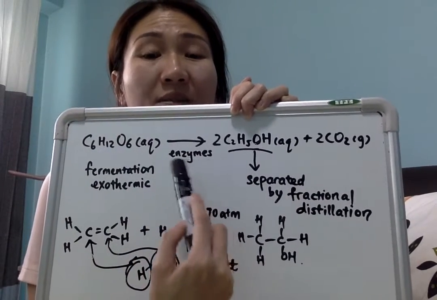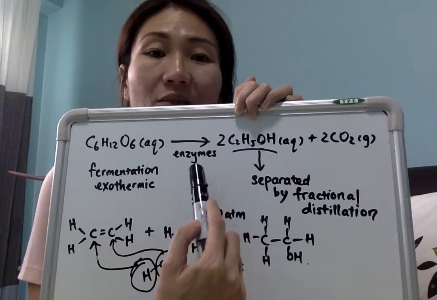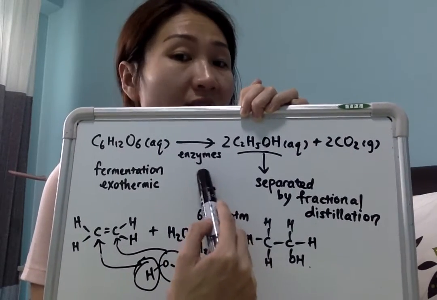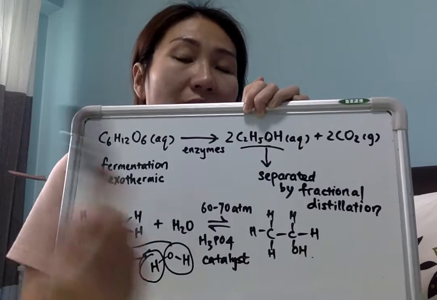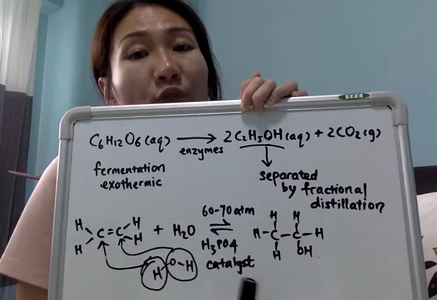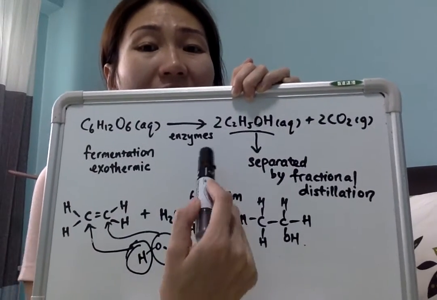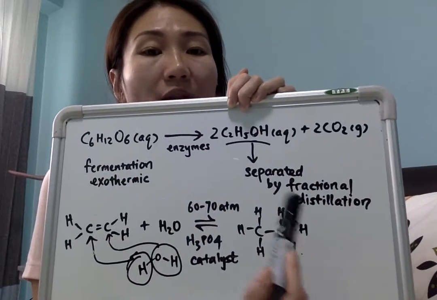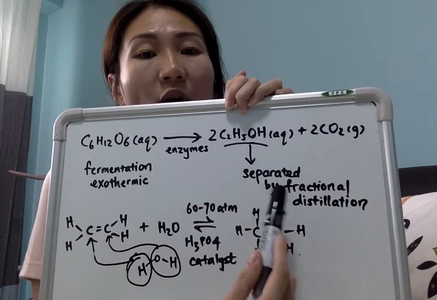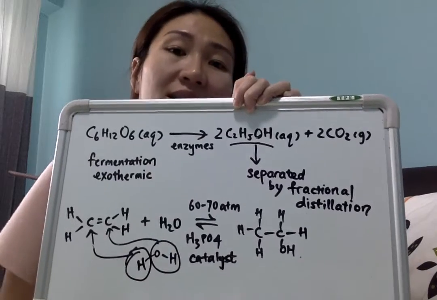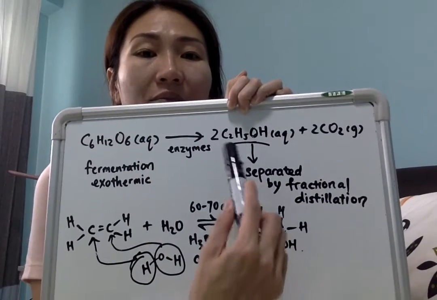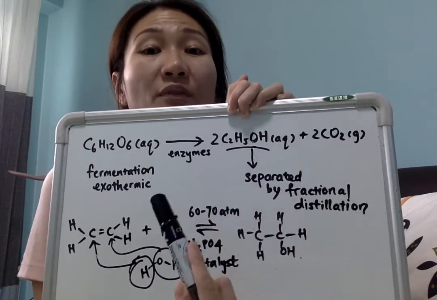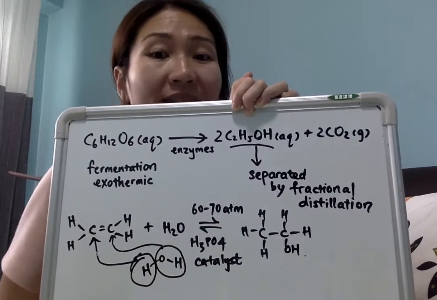Now, in order to get what we want, which is the ethanol solution, we have first got to remove the enzymes and the yeast from the solution. We get rid of the yeast by simple filtration. Once the yeast are removed, we then obtain ethanol by a process called fractional distillation, where the ethanol is separated from the rest of the mixture by its boiling point.